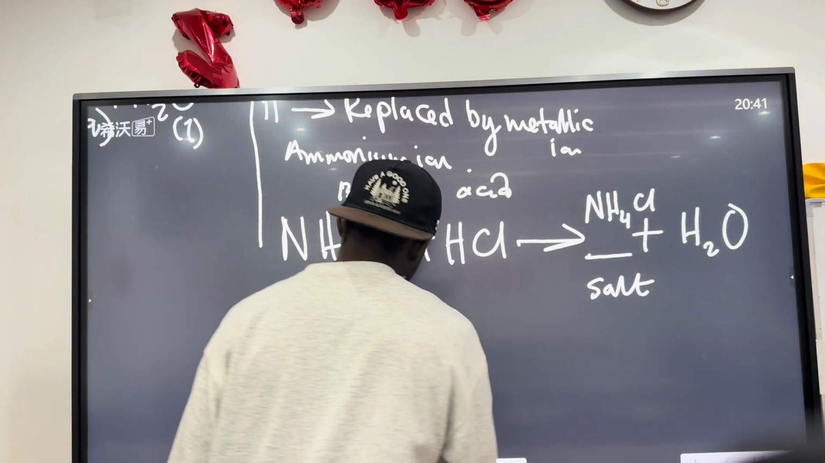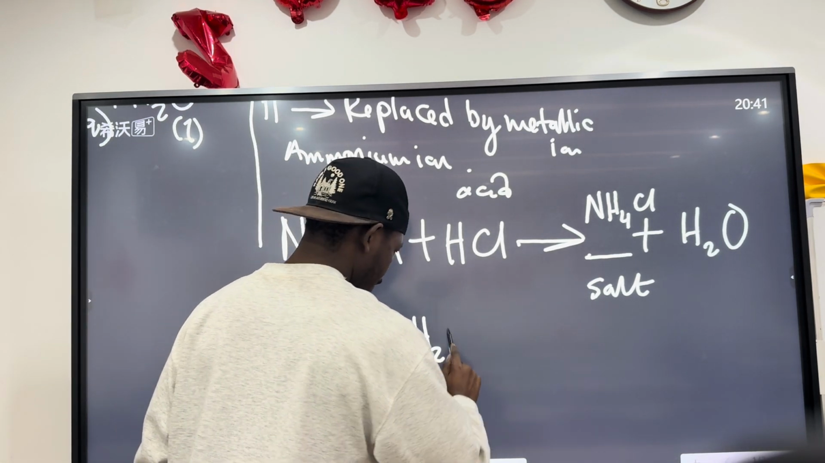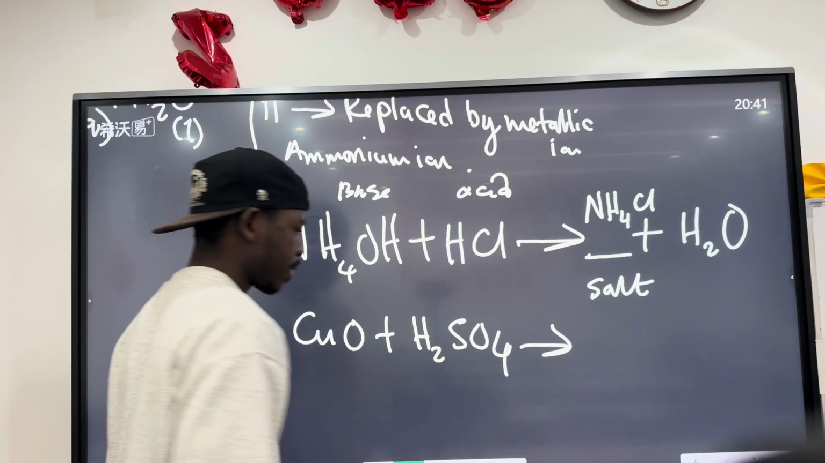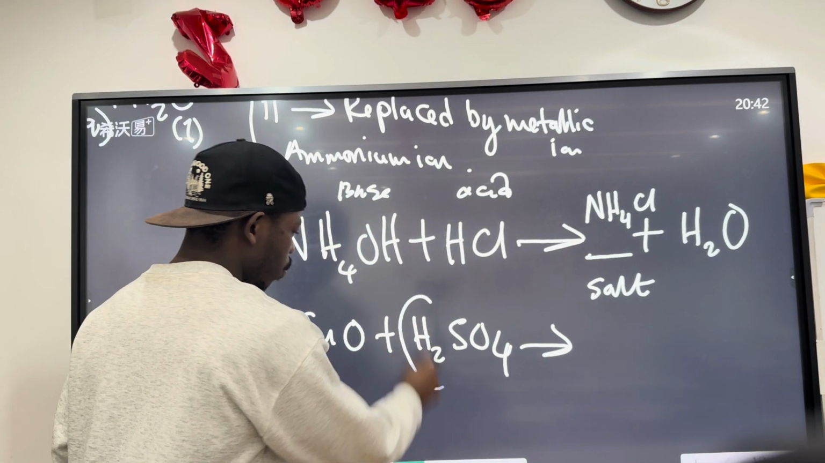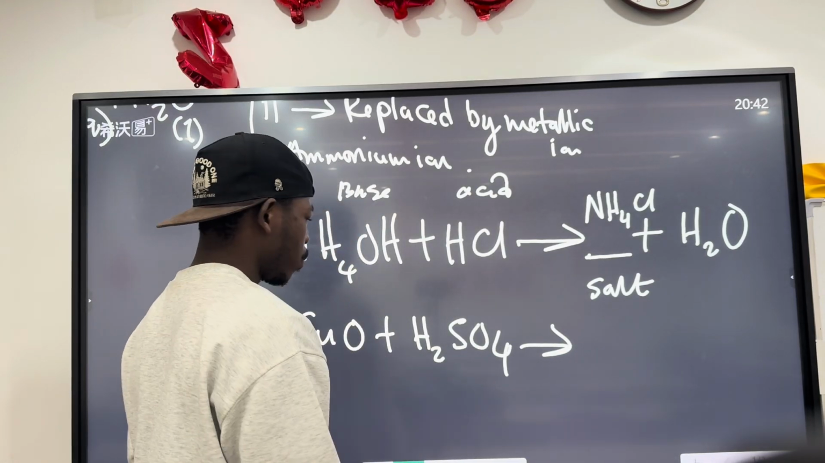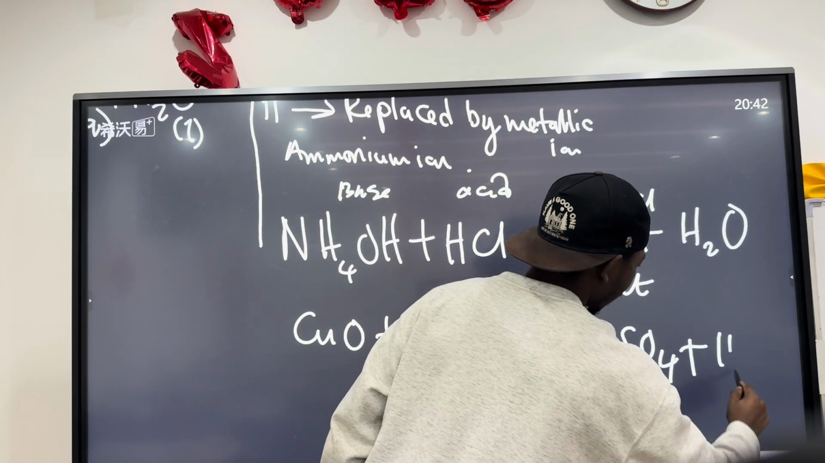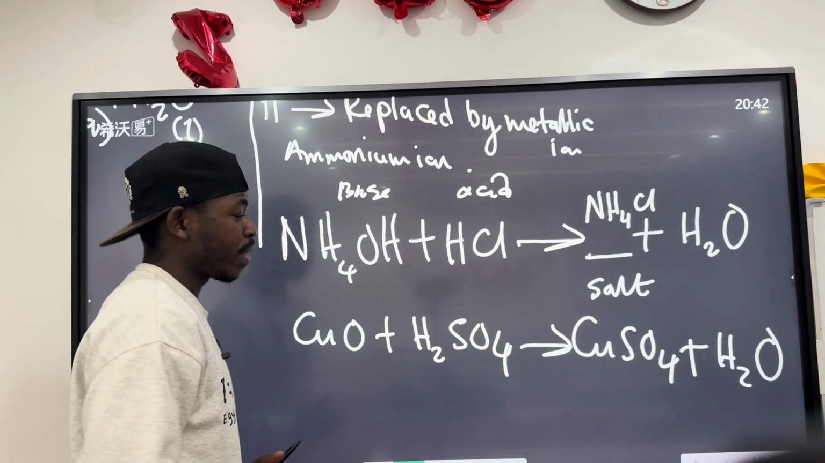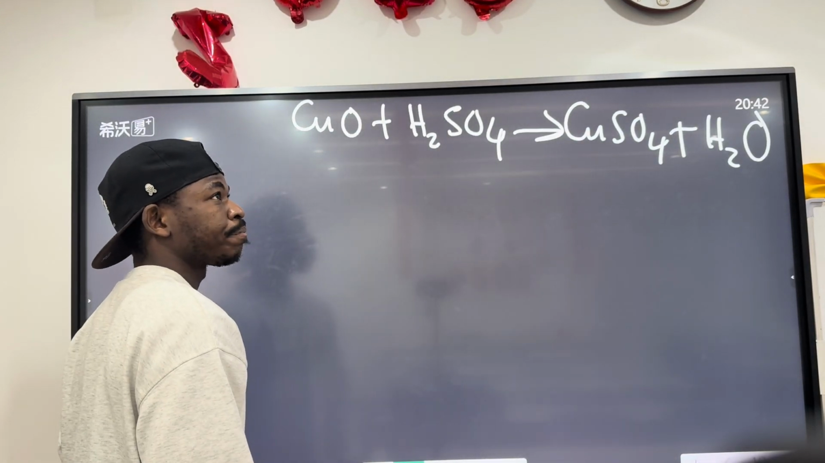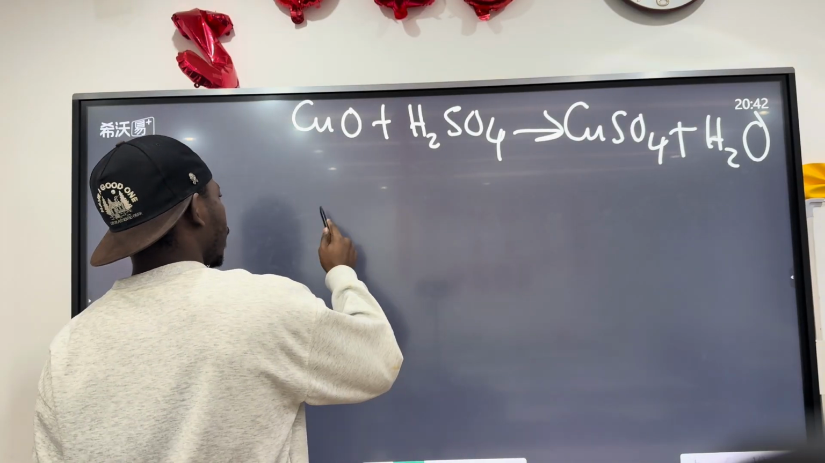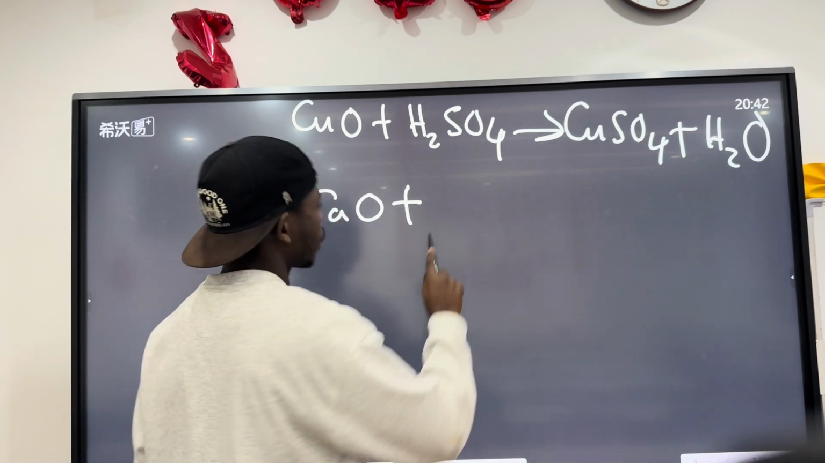Other salts, maybe I could have copper 2 oxide. Copper 2 oxide reacts with sulfuric acid, like that. So what are we going to form here? Copper 2 sulfate. So the hydrogen ion is replaced there. So we're going to have copper 2 sulfate plus water because this is still a neutralization reaction. Other examples, maybe let's have calcium oxide plus nitric acid.